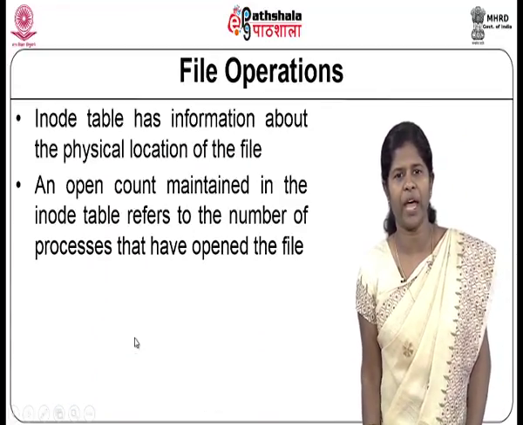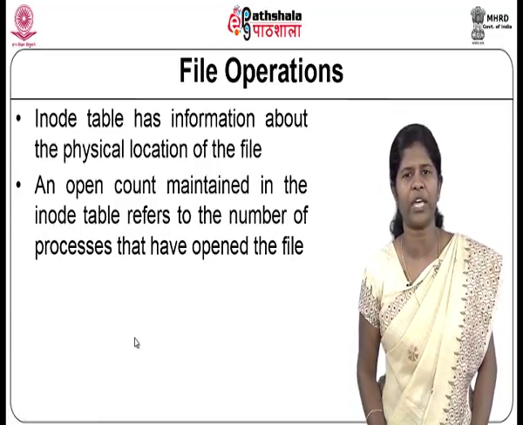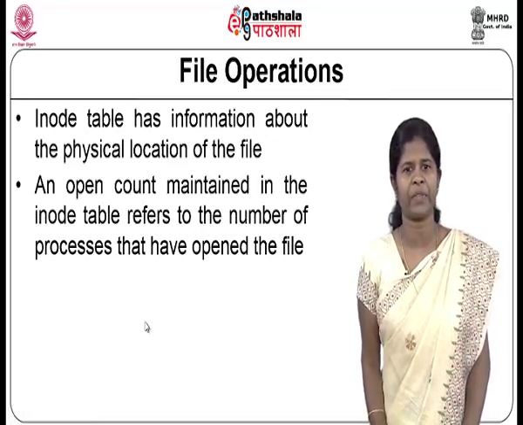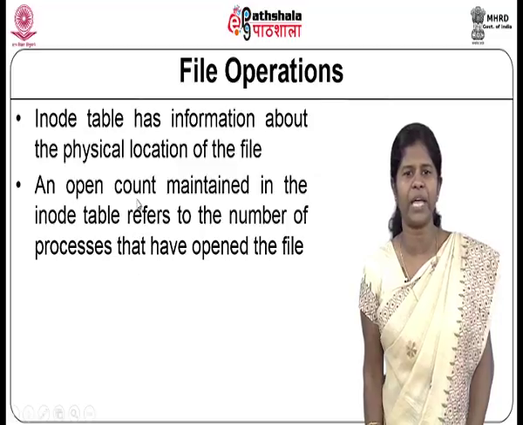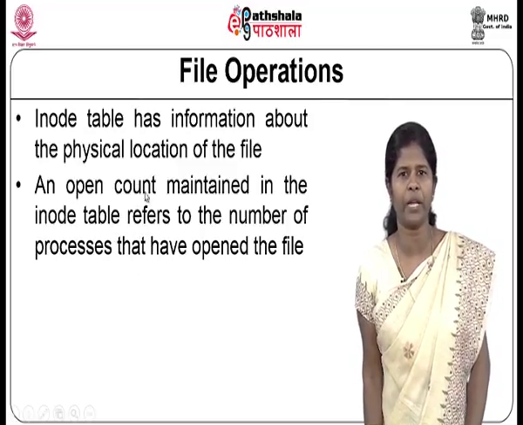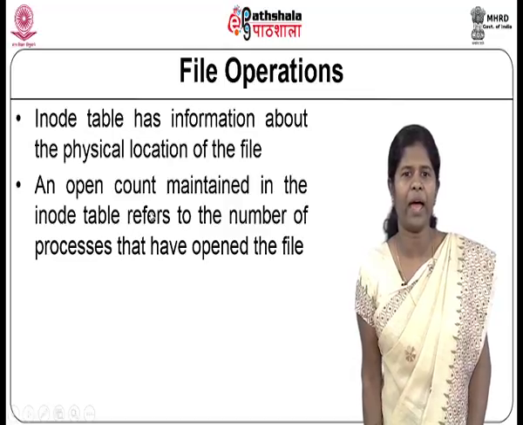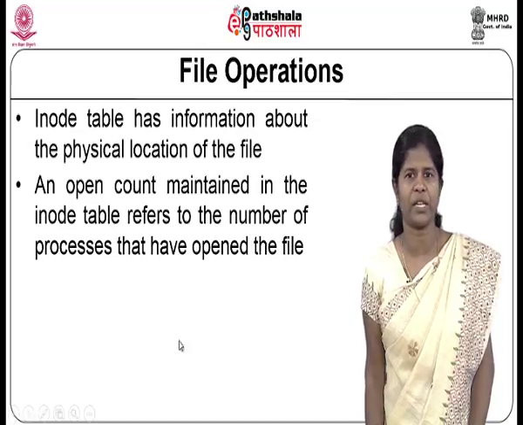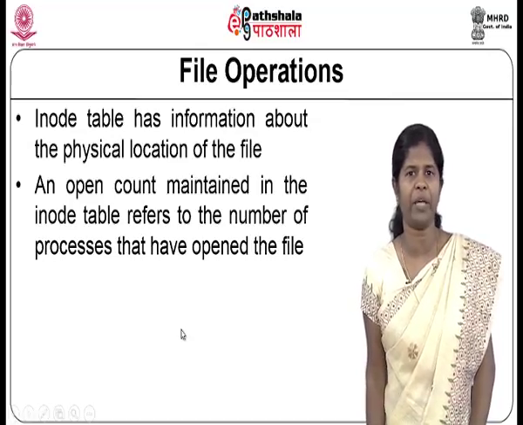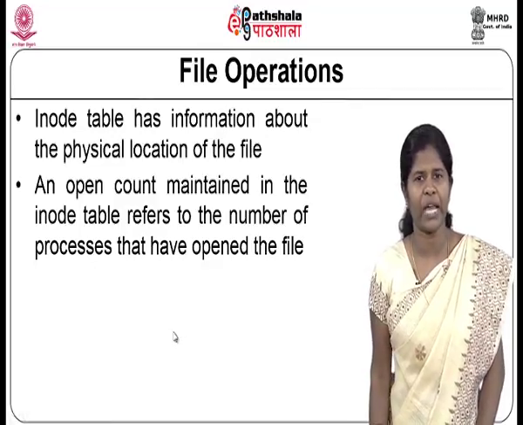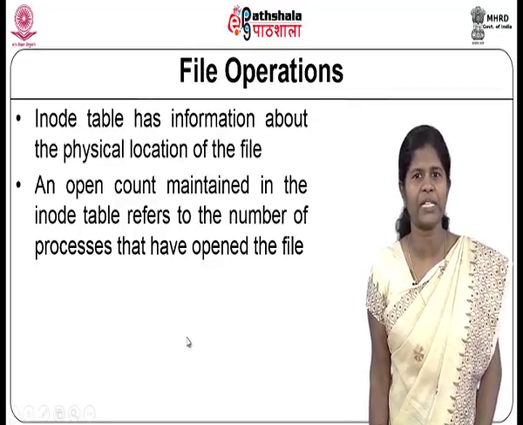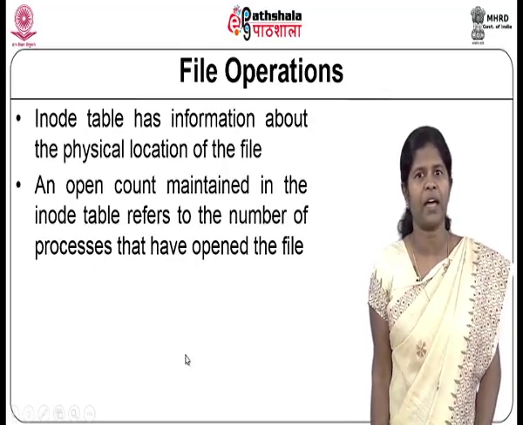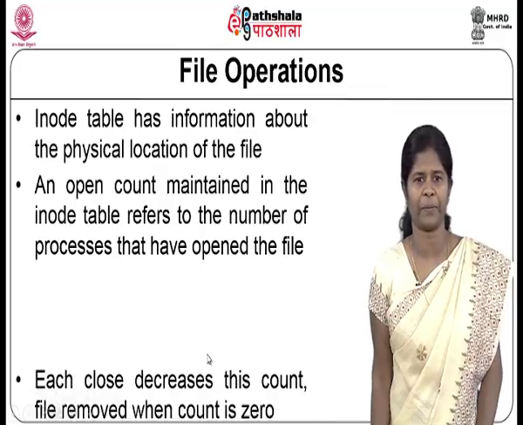So, as I told you, the inode table has information about the physical location of the file, or the disk blocks where the contents of the file are stored in the disk. And there is a count that is maintained in the inode table, which is called an open count. This count will have the number of processes that have opened that file. In the example that we saw just now, there are two processes A and B which had opened the same file. So, there will be a count which has got a value of 2 that is maintained in the inode table, which says that there are two processes that have opened that particular file.